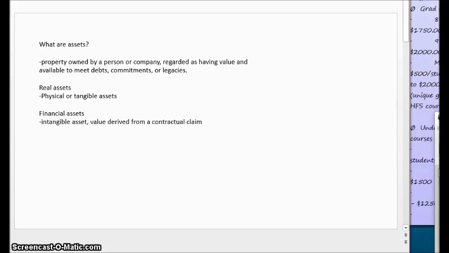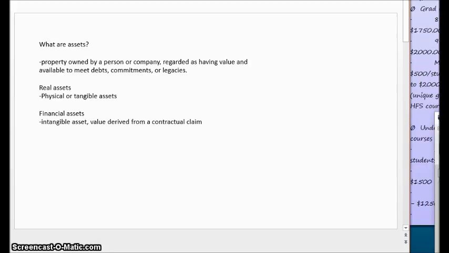And we can subdivide assets into real assets and financial assets, and that just gives us additional categories of assets. Real assets are physical, tangible items that we own that have value. So we're talking about delivery trucks, factories, equipment, inventory, physical things that you can pick up and sell to somebody. Transferring it from hand to hand is a real asset, things you can touch.